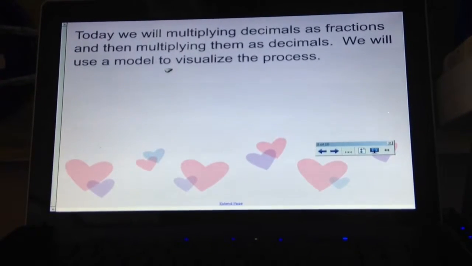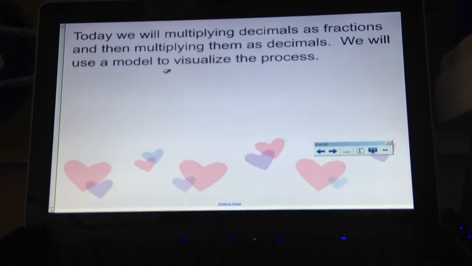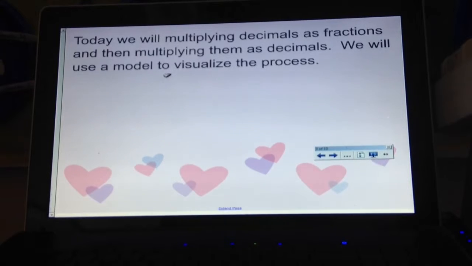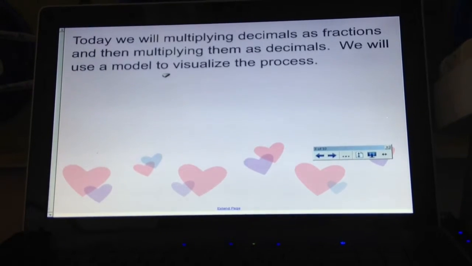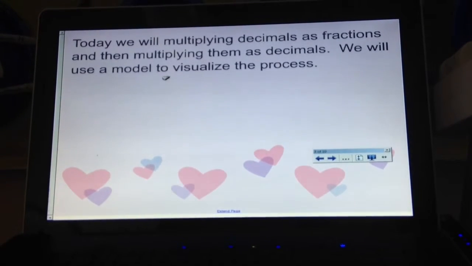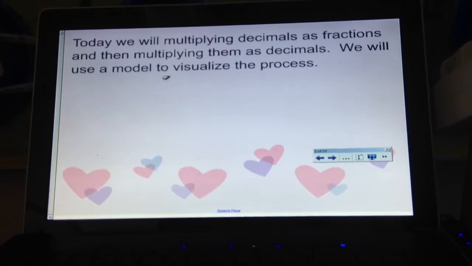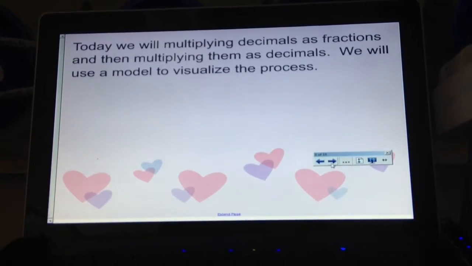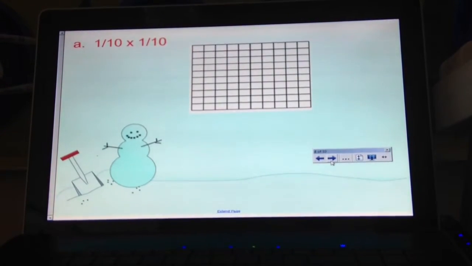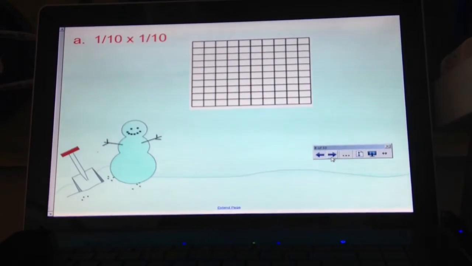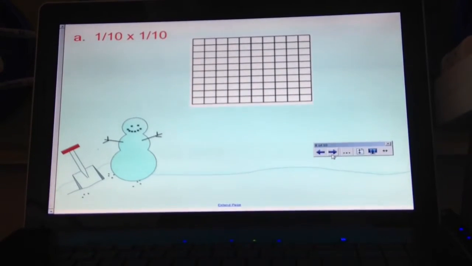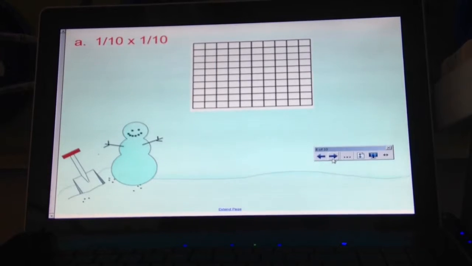Today we're going to be multiplying decimals as fractions and then multiplying them also as decimals. So we'll use a model to visualize this process and also talk about how that relates to any other understandings of place value. So the first problem is 1/10 times 1/10. So I want to show that in opposite directions on a model.